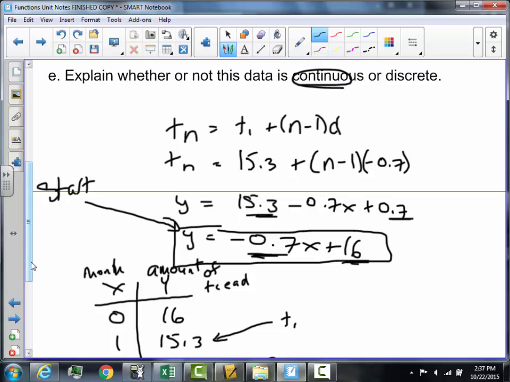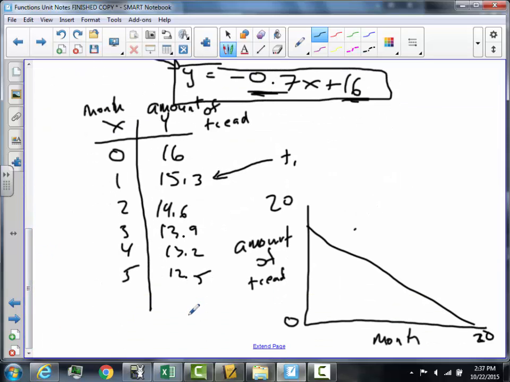Okay. I don't know why I didn't ask this question, but I feel like I should have. A really great follow-up question would have been, when will the tires run out of tread? Graphically, do you guys know where that would be on this graph? Right here? Okay, good. You guys know the word. The x-intercept would be when the tires run out of tread. You guys know that terminology? Yeah. Okay.